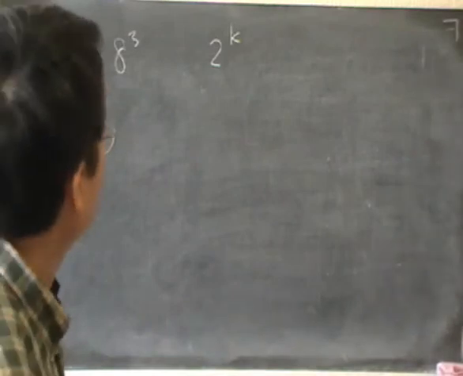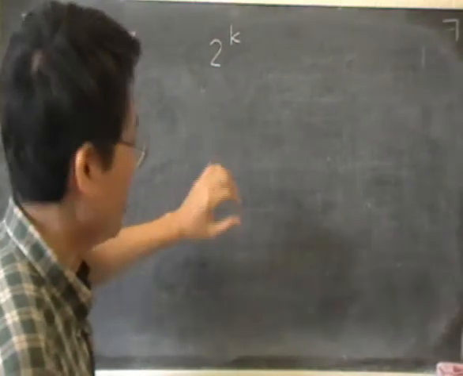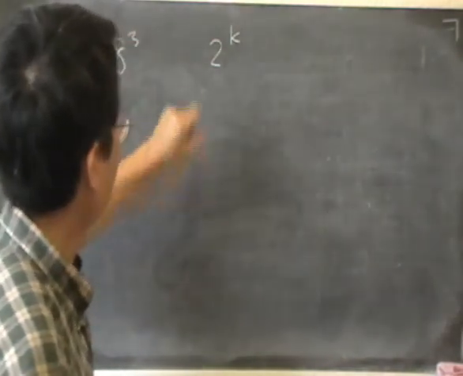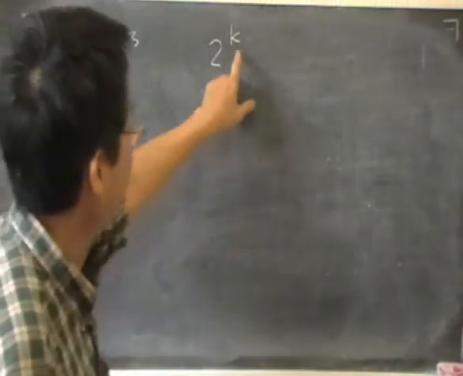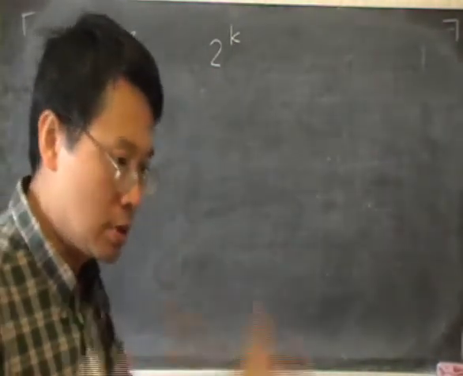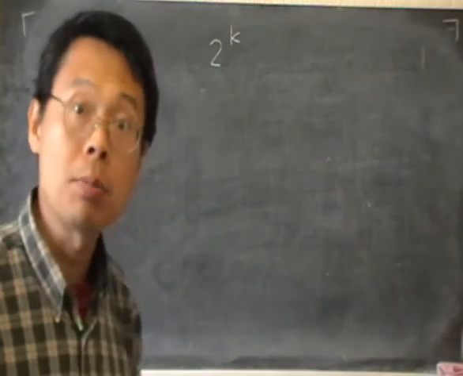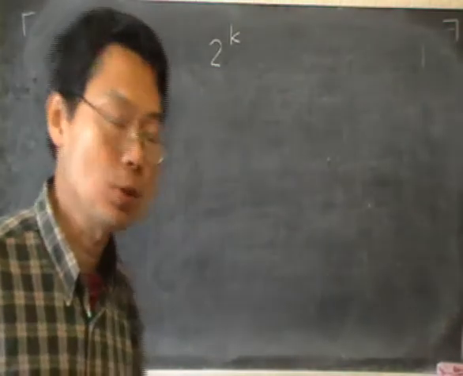And the question is, I want to write 8 to the power of 3 in this form. That means I want to write 8 to the power of 3 as 2 to the power of something. So what is that thing? What is k? So that means the question is simply 2 to the power of what is equal to 8 cubed? That's the question. Right.